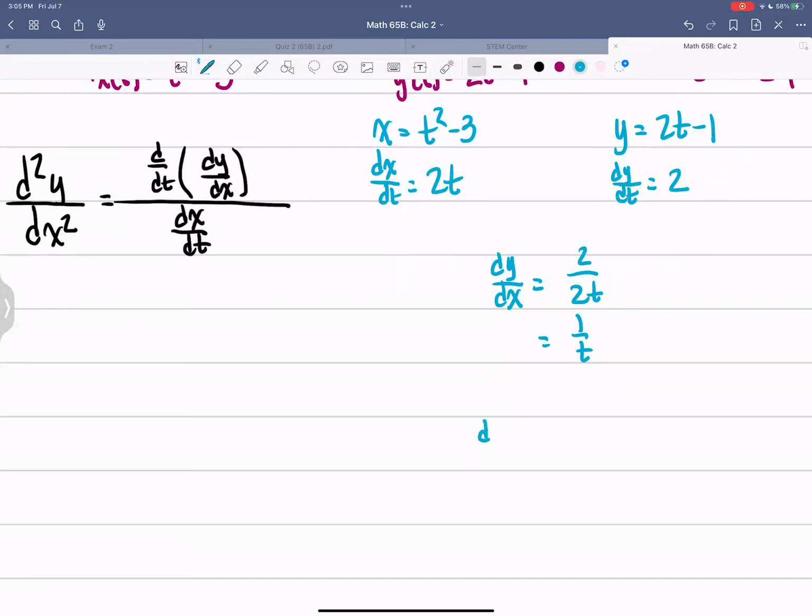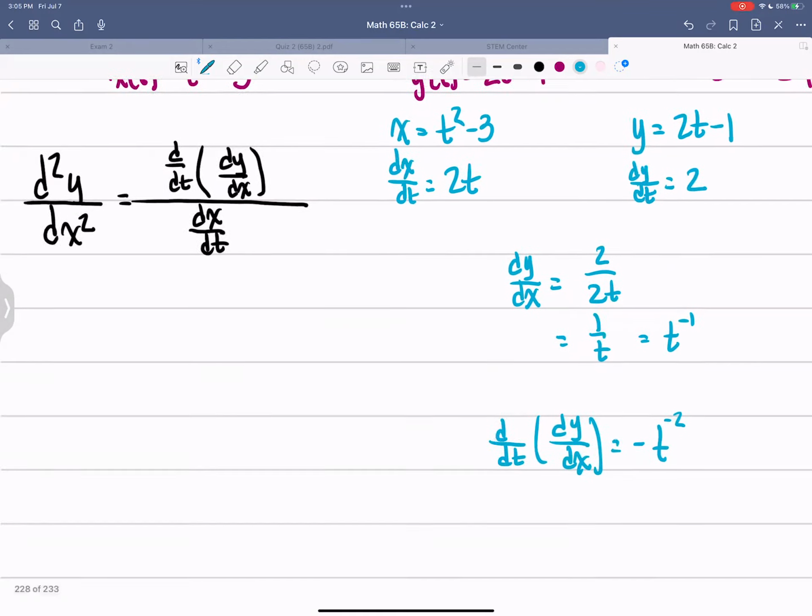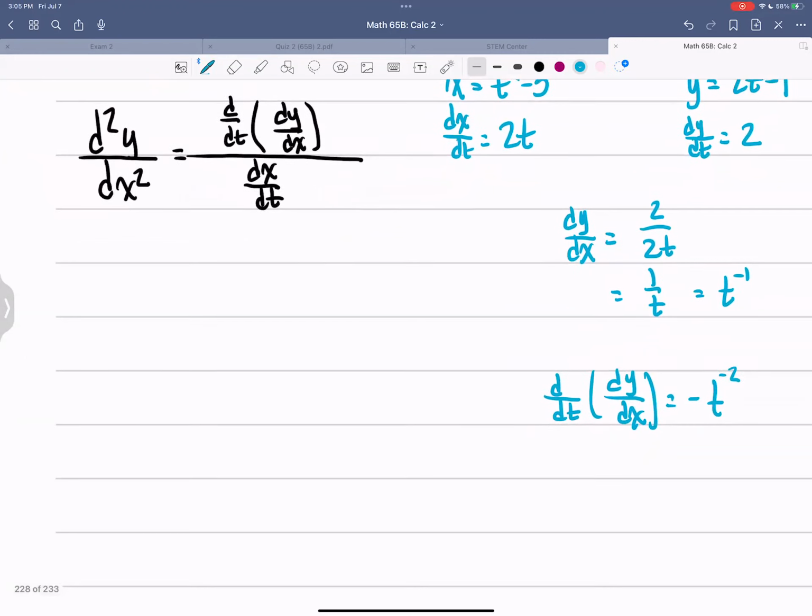All right, so now the derivative with respect to t of dy/dx, that's going to be, think of this as t to the negative 1. That's negative t to the negative 2. Okay, I feel like we have almost everything. You just have to clean it up a little bit.